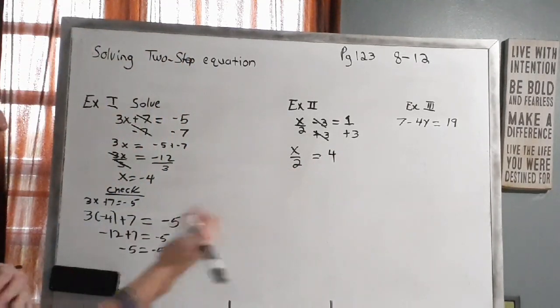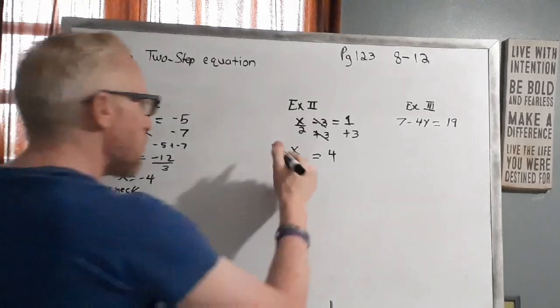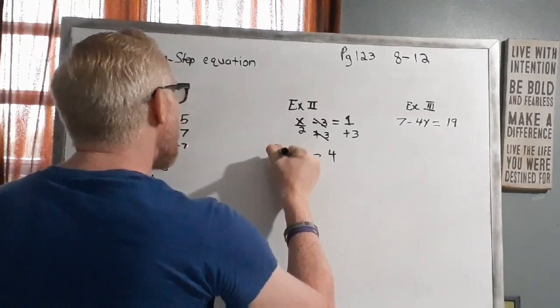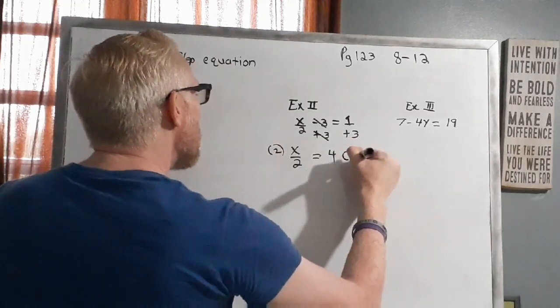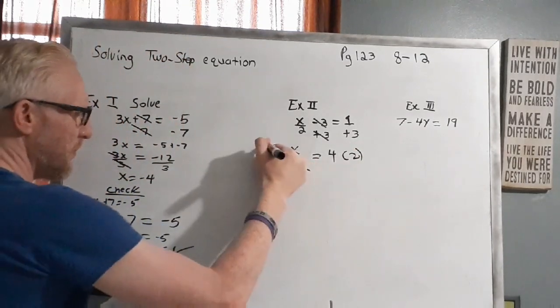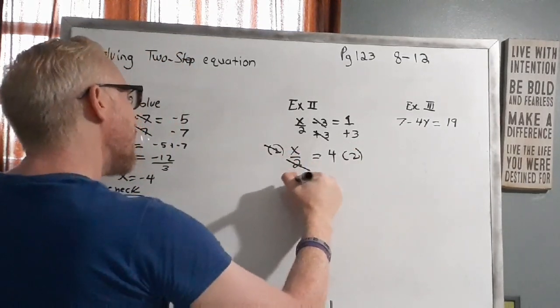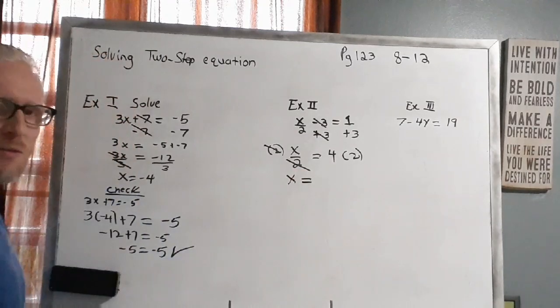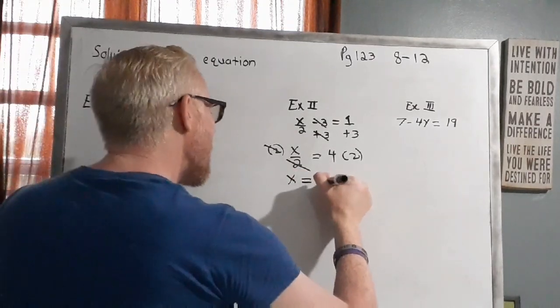And what I'm going to do after that is simply multiply by 2 on both sides. So I'm going to multiply by 2. This is going to cancel out. X is going to be isolated or alone. And then 4 times 2 is 8. So that means that x equals 8.